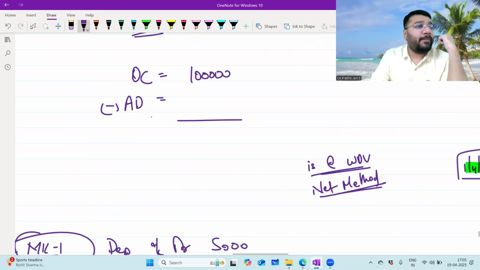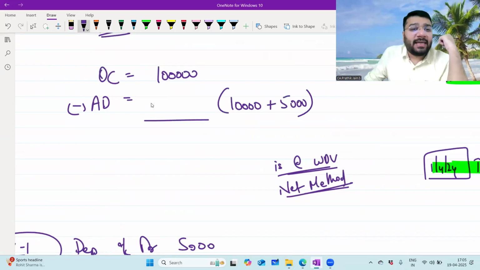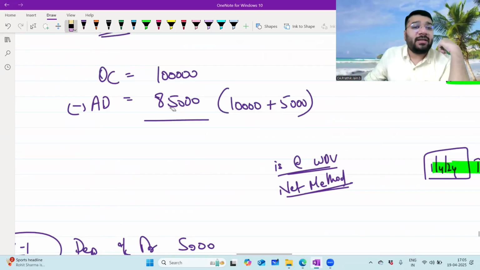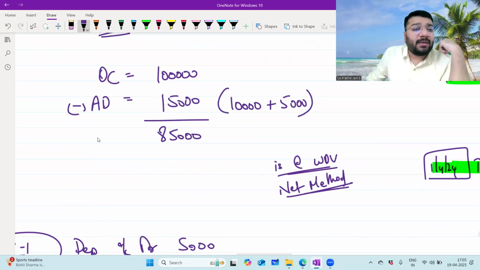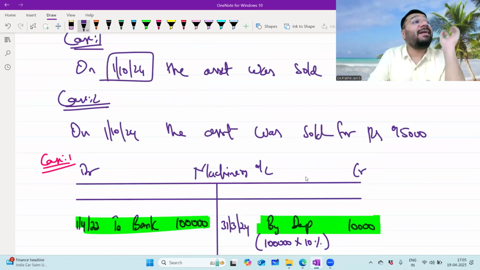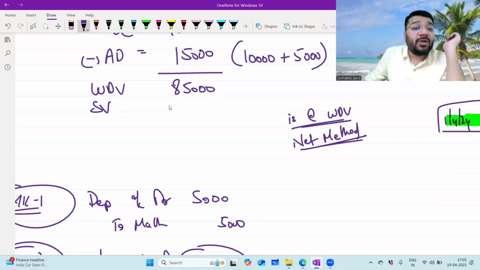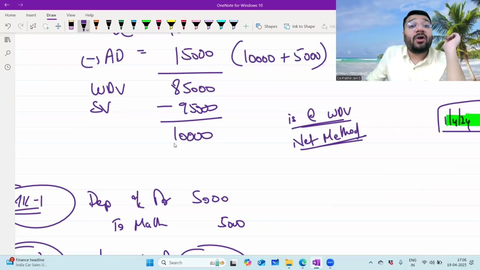Original cost of the asset is 1 lakh. I want to know the accumulated depreciation. 10,000 is depreciation for the first year and 5,000 for the second year. So accumulated depreciation is 15,000 rupees. So what is my WDV? 85,000 is WDV. Now in case 2, you have sold this asset for 95,000 rupees. So sale value is 95,000. Please tell me, you have sold this asset for a profit of 10,000 rupees. Any problem?